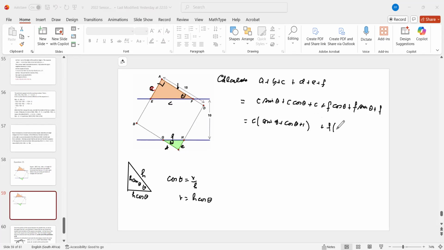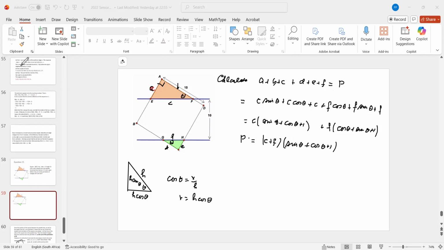And here is plus f into cos theta plus sine theta plus 1. So you've got a common factor. So this is equal to c plus f. The common factor is sine theta plus cos theta plus 1. All right, so we'll call this P for perimeter. It's actually a sum of two perimeters, but that's fine. So we've got this formula.